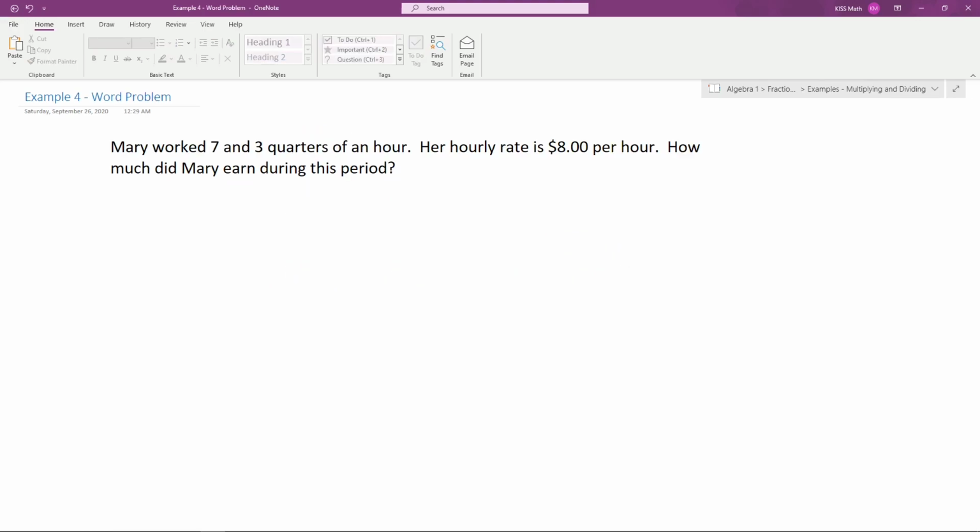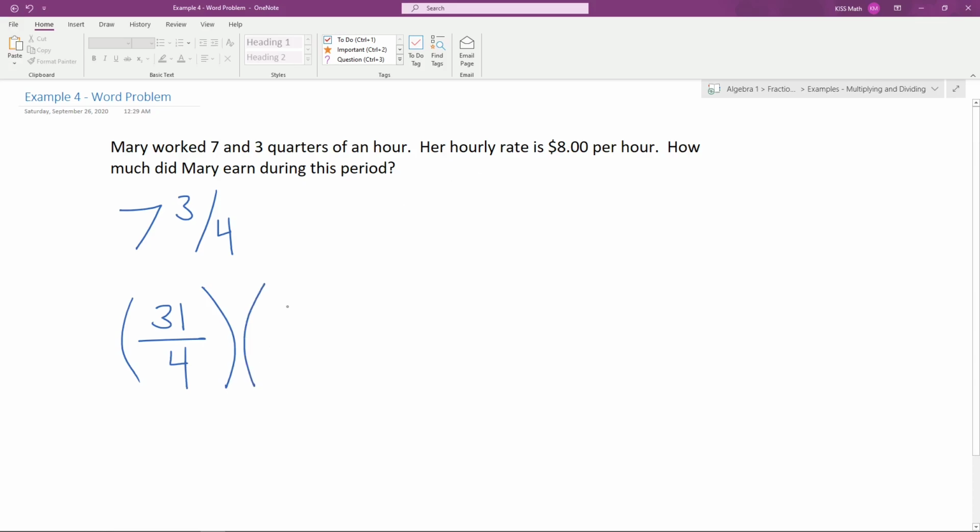Here's a word problem. I'll pause and let you read the question first. Alright, so Mary worked 7 3/4 of an hour. Another way to write that would be 7 3/4, which is a mixed number. And if you saw my mixed numbers video, you know that you can convert this mixed number into an improper fraction. So let's do that here. We have 7 times 4 plus 3. That would give us 31, and we keep the denominator of 4. So Mary worked 31/4 hours, and her hourly rate is $8 per hour. So we have to multiply this by 8/1.